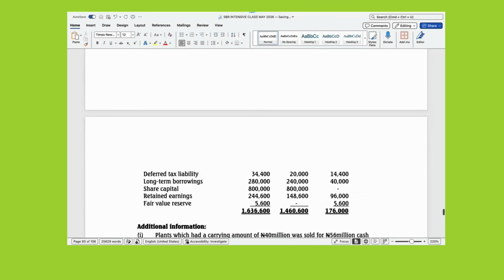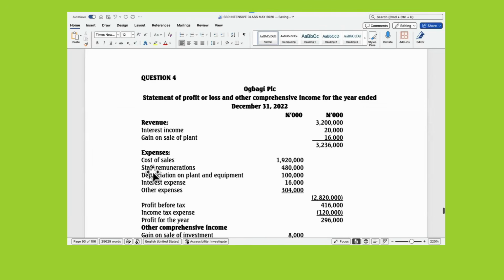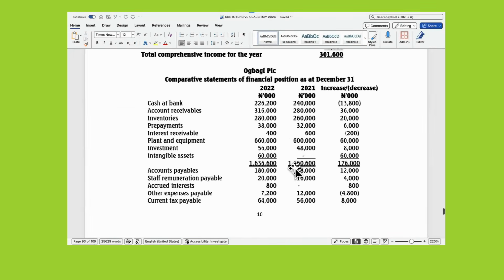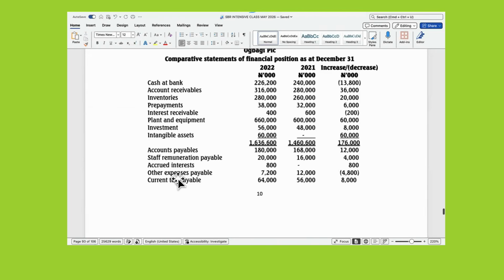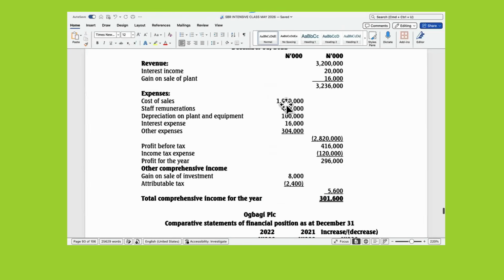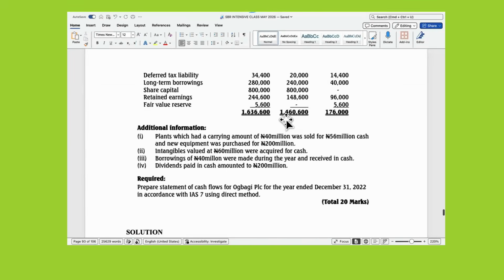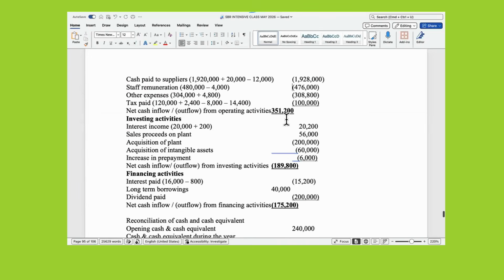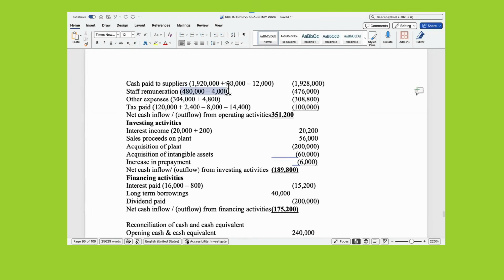The same thing for the staff remuneration, which is the next item after cost of sales, 480,000. If they didn't give me any notes in the additional information, but they gave me staff remuneration payable under account payable that I'm owing 4,000 out of 480. That means I've paid 476. And that's exactly what I did. Staff remuneration, I removed 4,000. So I've paid 476.